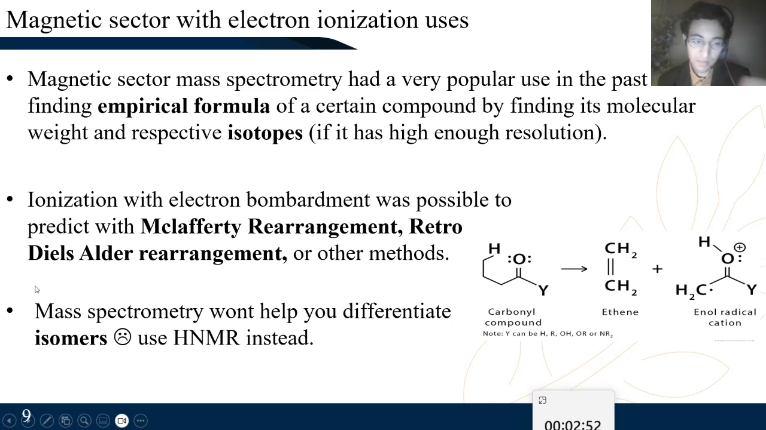But you should know that mass spectrometers will not help you to differentiate isomers, but it can help you differentiate isotopes. So this is very important. Mass spectrometers for isotopes, but not isomers. If you want to detect isomers, then use proton NMR.